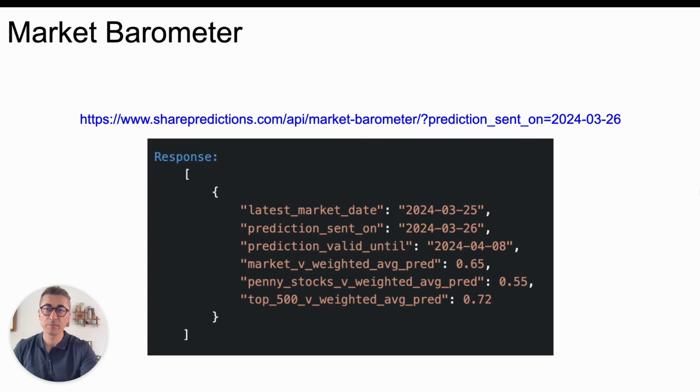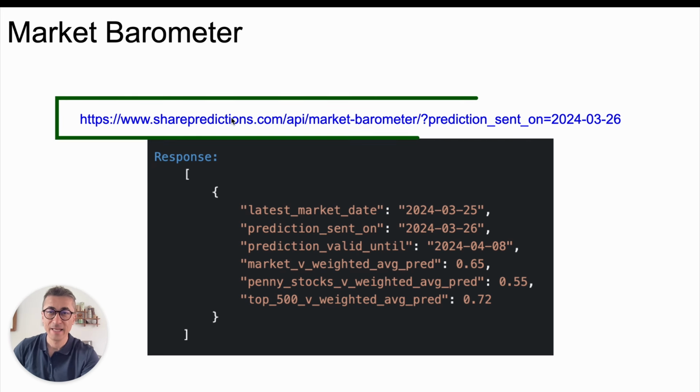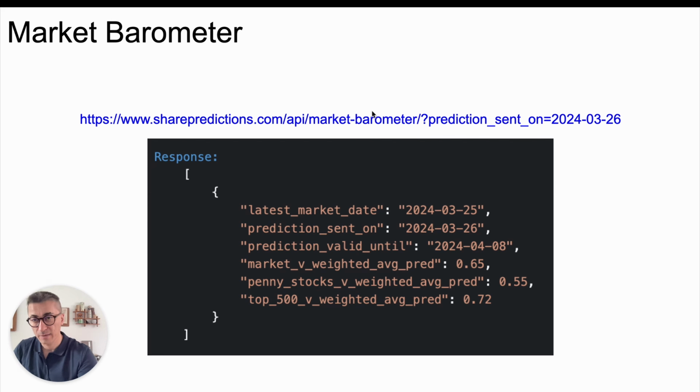And if you, for example, use this link here as your URL endpoint, this is going to return the market level predictions that are calculated by our system on the date 2024 March 26th. And this is the day when the prediction itself is sent out. If you run this query or URL by using the API, you're going to get a response which is similar to this one. And there are different items here, as you can see.